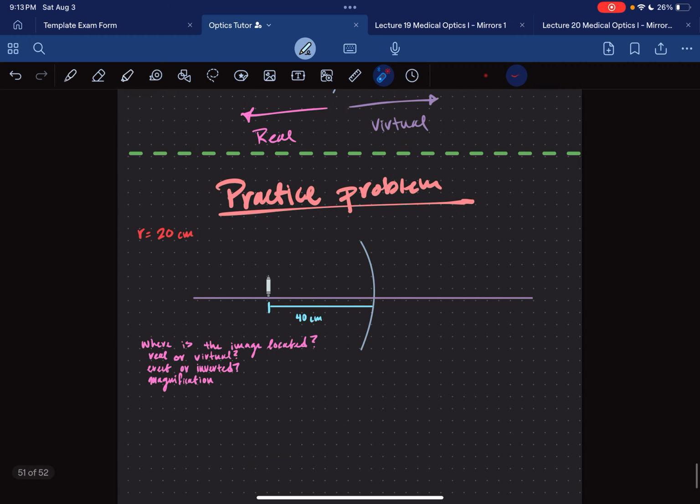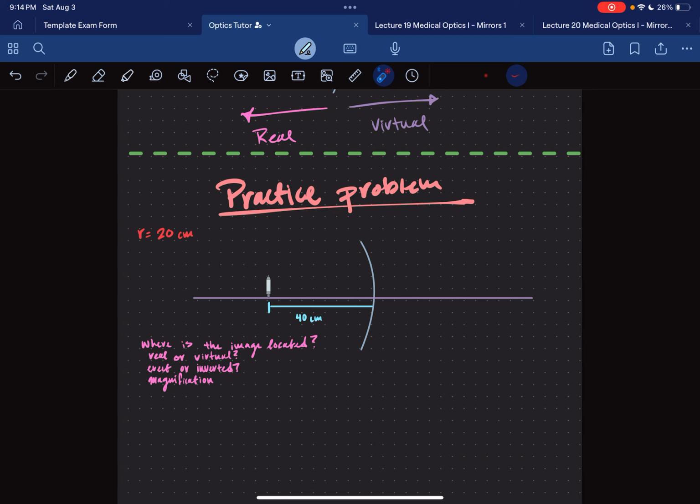I've got a couple of practice problems, and we're going to work through them. It might be a good idea to go back and try some of the practice problems that Dr. Martin posted. But anyways, let's go ahead and do this real quick.